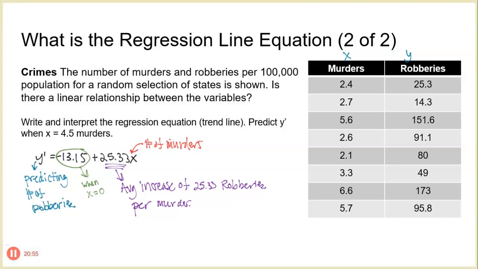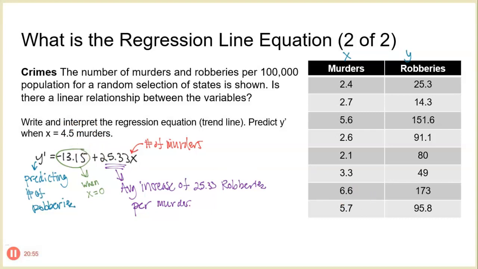So now we can use this to make a prediction. It says write and interpret the regression equation. So we wrote it, and this is our interpretation of each of the components. And I want to predict y prime: the number of robberies when there are 4.5 murders. 4.5 is definitely within the data set. The least number of murders per 100,000 people was 2.1, and the greatest was 6.6. So that value is definitely within the data set.